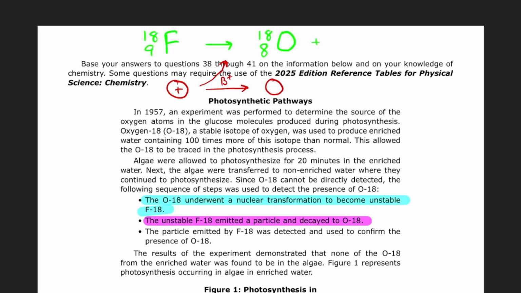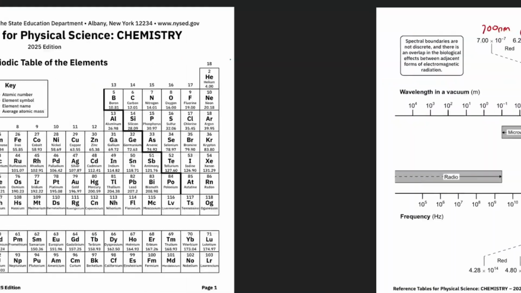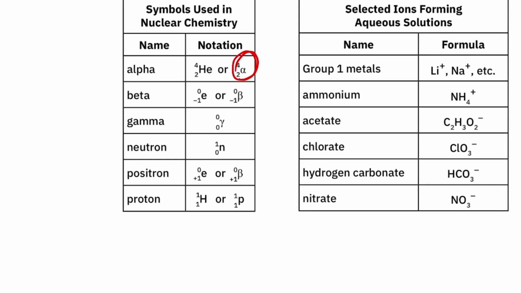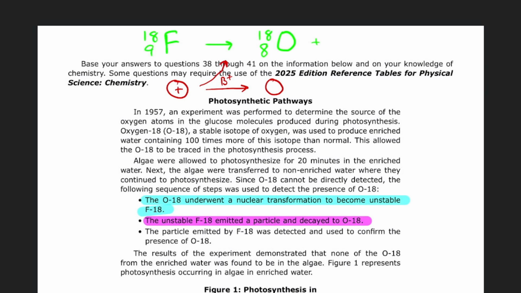Now what you need to do is figure out what is the symbol for the positron. So we can go and look at our nuclear notations right here. And we can represent the positron as either +1e or +1b. I like to use the b. So that's the particle that we're looking for. We're looking for a positron.